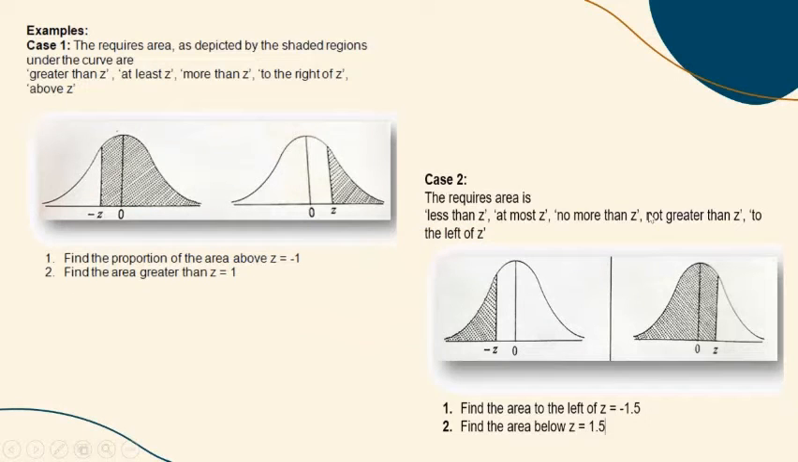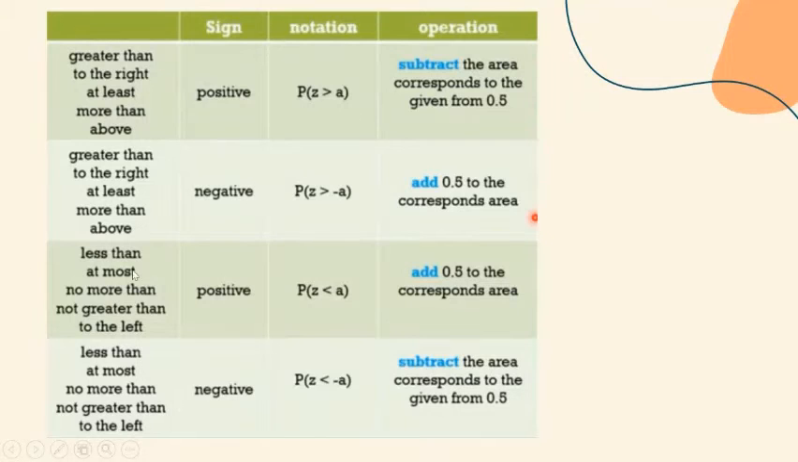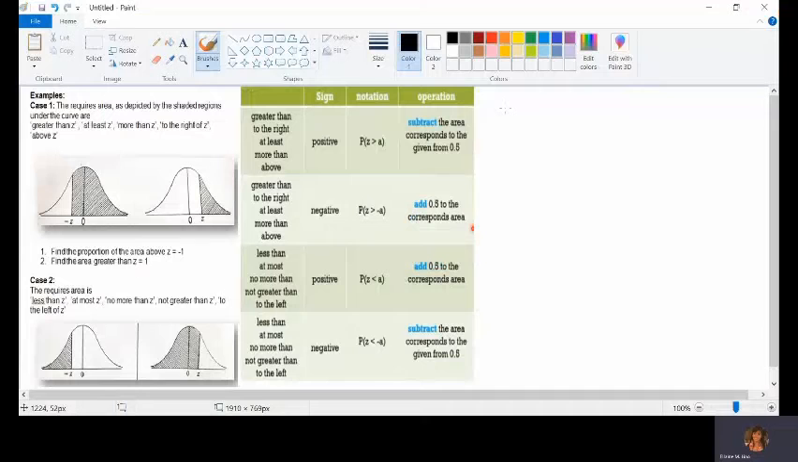So we have the following cases or examples that will make us better understand. This chart will be your guide on what operation you're going to use in the following cases. Proceed with case number 1. It says that the areas required as depicted by the shaded region under the curve are greater than Z, at least Z, more than Z, to the right of the Z, and above Z.